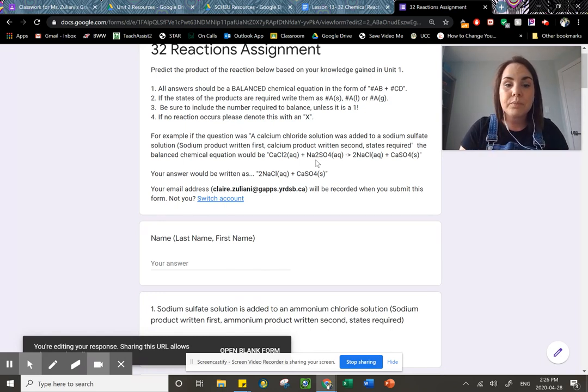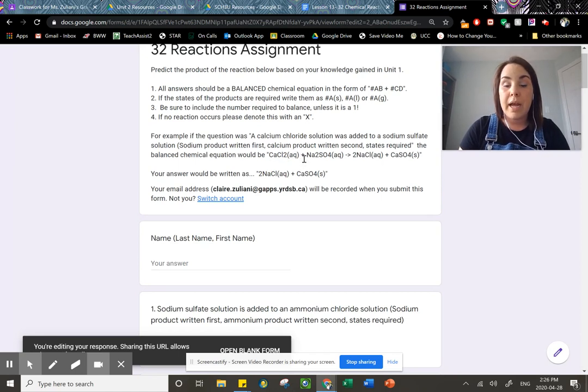Okay, so here it says, for example, if the question was a calcium chloride solution was added to a sodium sulfate solution. It says in brackets, sodium product written first, calcium product written second, states required. Okay, so first I'm going to write out calcium chloride solution. Okay, so calcium is Ca with a 2+ charge, chlorine is Cl with a 1- charge. So when I crisscross those charges, I'm going to be left with CaCl2. It tells me it's a solution, so it's aqueous.